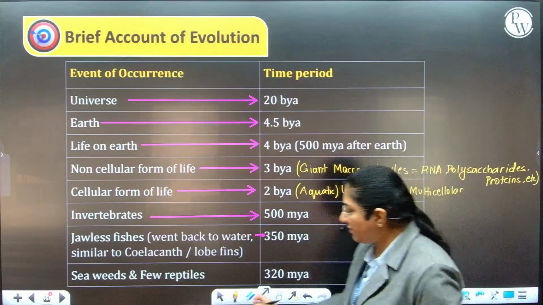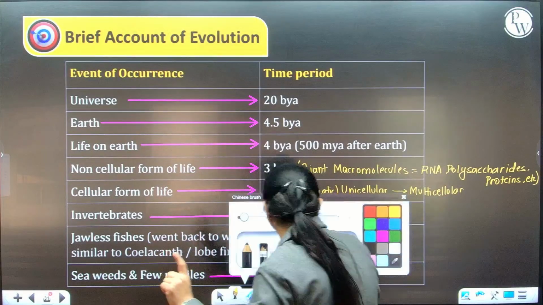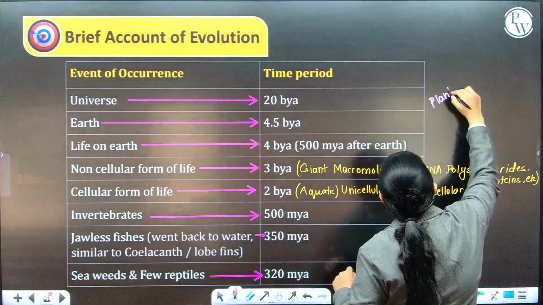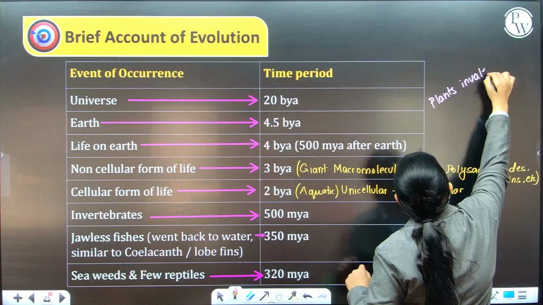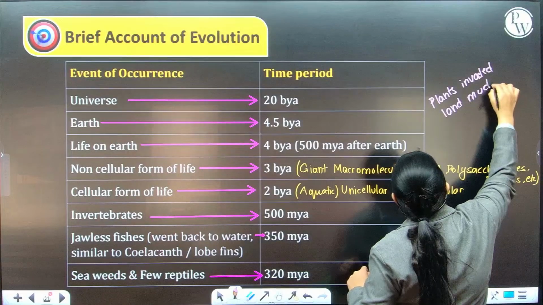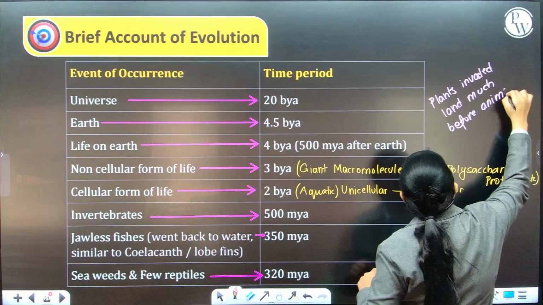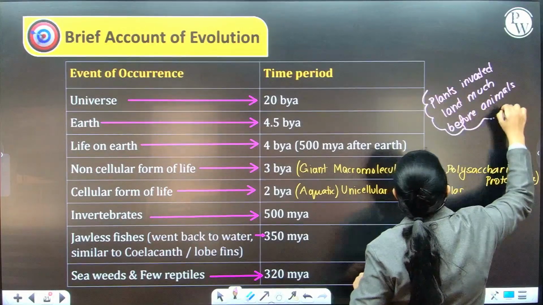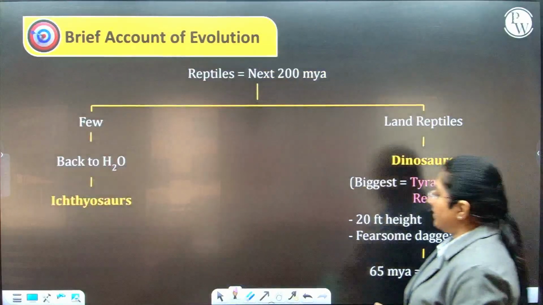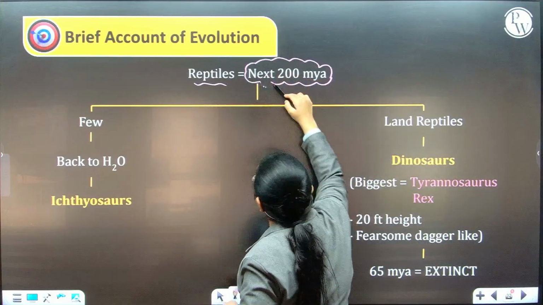Okay, and then seaweeds and a few reptiles came approximately 320 million years ago. But again, one important thing that you need to remember, which is given in the NCERT, is that plants invaded land much before animals. This is important. Then came reptiles. Reptiles came approximately 200 million years after.